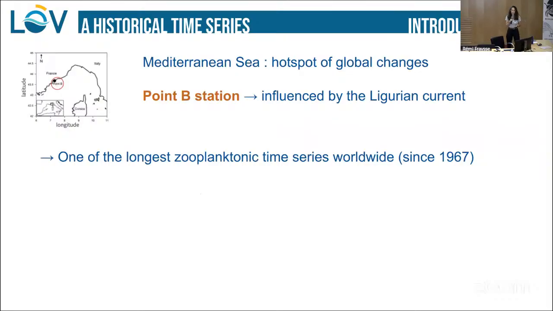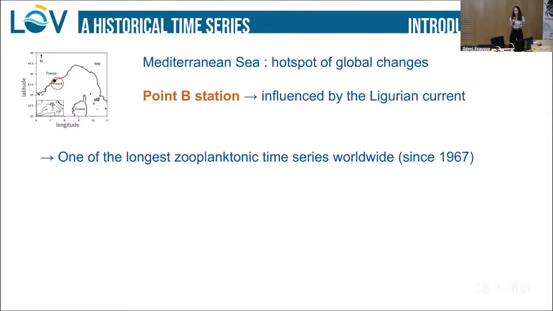So among the regions in the world that are very well studied in the context of global changes, there is the Mediterranean Sea, that is said to be a hotspot of global changes. And more precisely, in the Mediterranean Sea, there is the Point B station, located at the entrance of the Bay of Villefranche-sur-Mer. This station is influenced by the Ligurian current, characterized by a low chlorophyll A concentration.